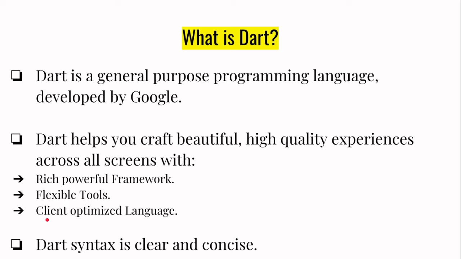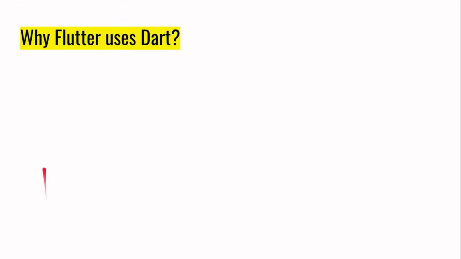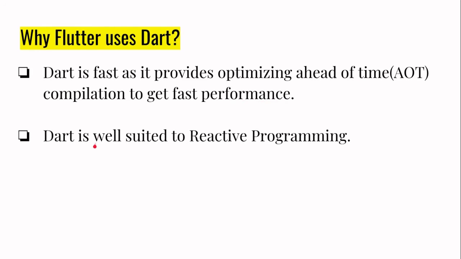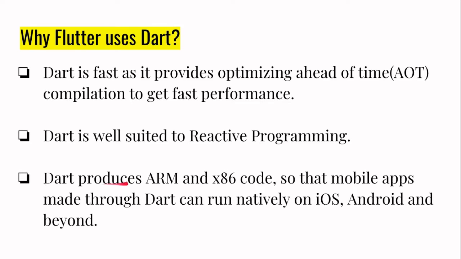Now, why does Flutter use Dart? Well, Dart is fast as it provides AOT, that is ahead of time compilation, to get fast performance. Then Dart is well suited to reactive programming, and Dart produces ARM and x86 code. That means what I told you earlier, that is cross platform. Dart can run natively on iOS, Android, and beyond.